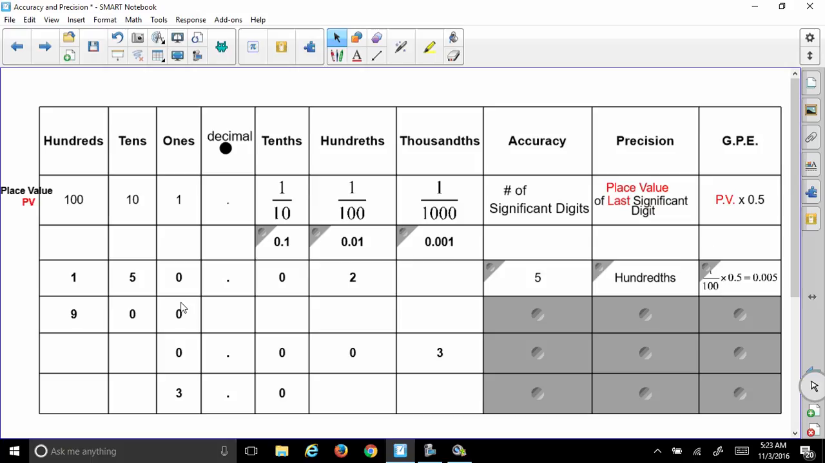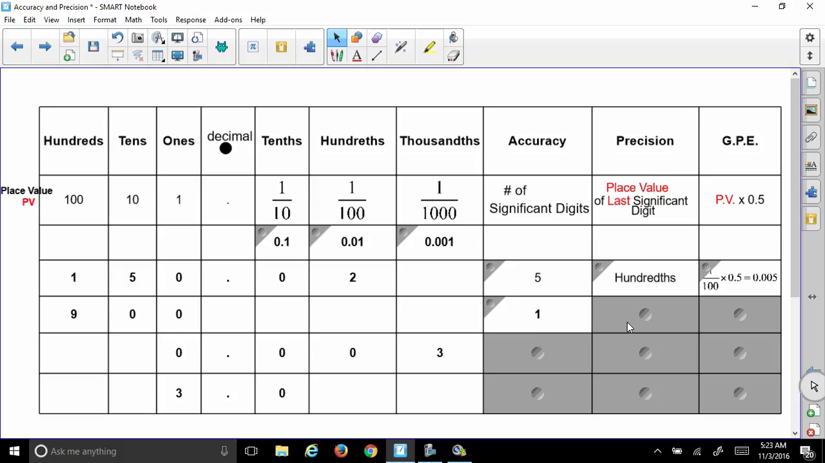So let's try another one. All right, let's look for the significant digits. Remember, it has to have a decimal point in order to count these zeros. There's no decimal point, so we cannot count these zeros. So there's only one number we will be counting, that's the 9. So it has only one significant digit. So the accuracy would be 1.